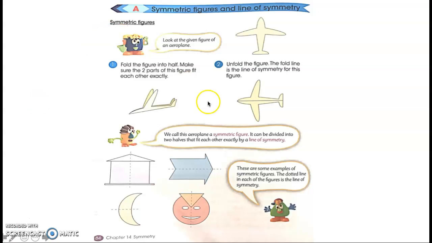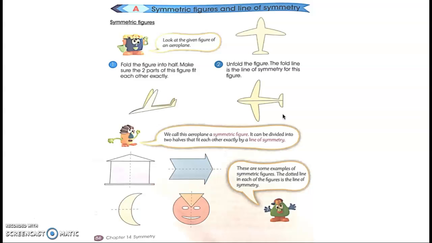Okay, look at this aeroplane. How to check whether it is symmetrical, first of all. Okay, for the first point, now look at this aeroplane. We fold it, and then we remove the fold again, and we see the line of fold. From the line of fold we see that this is one part and this is another part. So the line of fold will separate the aeroplane into two identical parts, right?